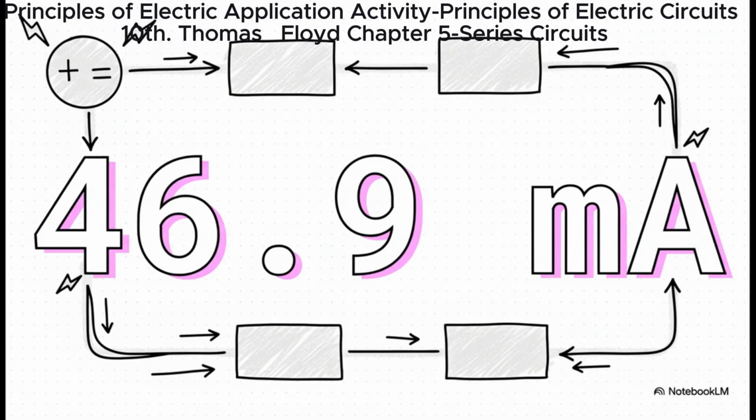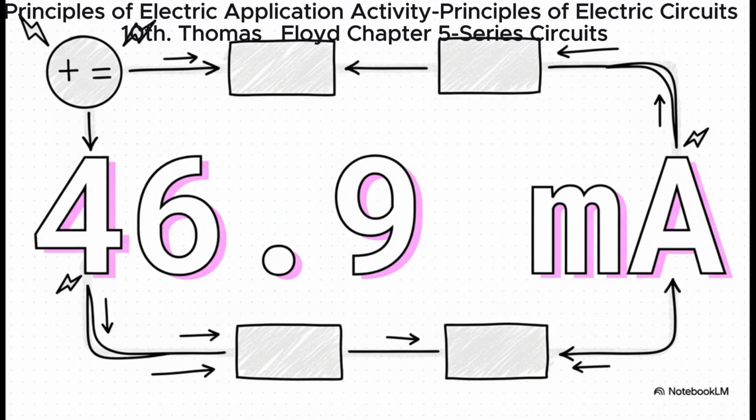And when you run the numbers, what do you get? 10 divided by 213 gives you about 0.0469 amps. Or to make it a little cleaner, we'll call that 46.9 milliamps. And now, don't forget that golden rule. Because this is a series circuit, that 46.9 milliamps isn't just the total current, it's the current flowing through every single component.